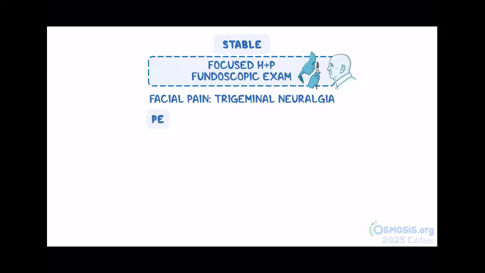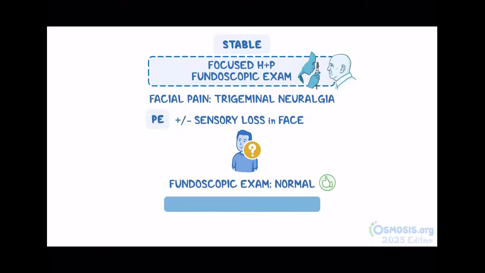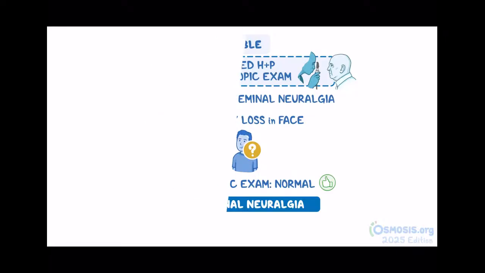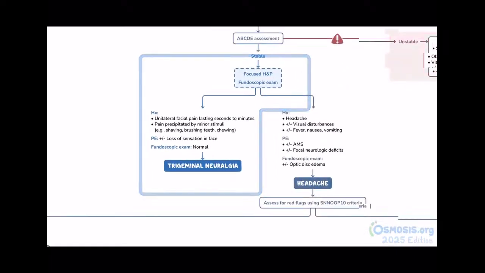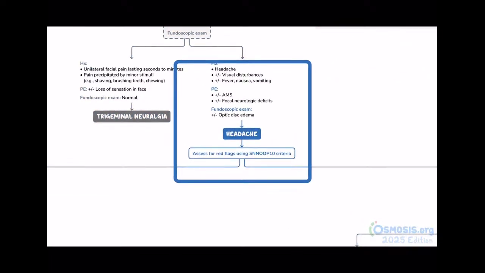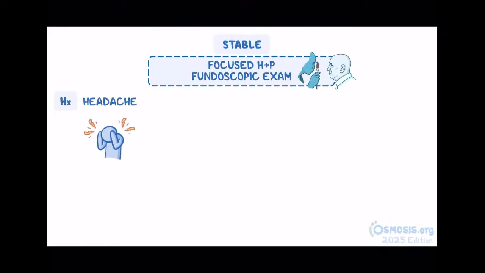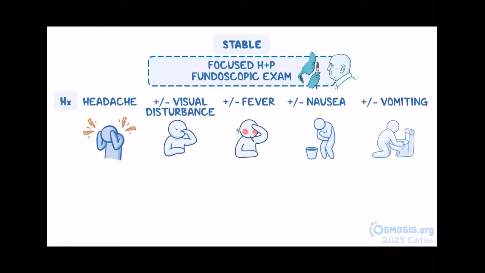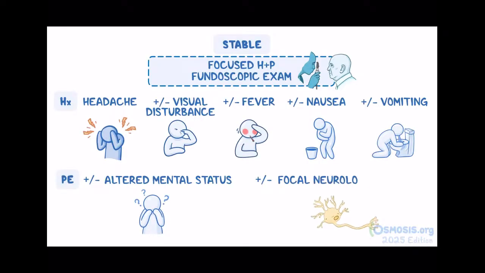The physical exam is usually normal, but sometimes you might find a sensory loss in the face. Finally, if the fundoscopic exam is normal, diagnose trigeminal neuralgia. Alright, now let's focus on individuals presenting with headaches. Next to the headache, history might reveal visual disturbances, fever, nausea, and vomiting. On the exam, you might notice altered mental status or focal neurologic deficits.